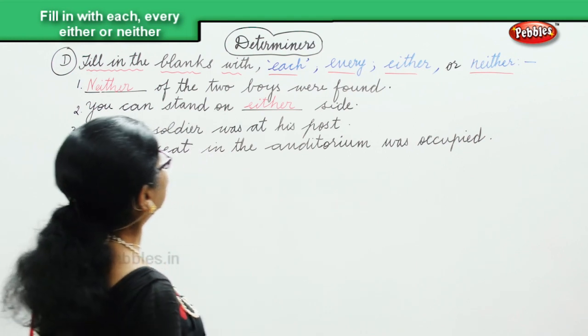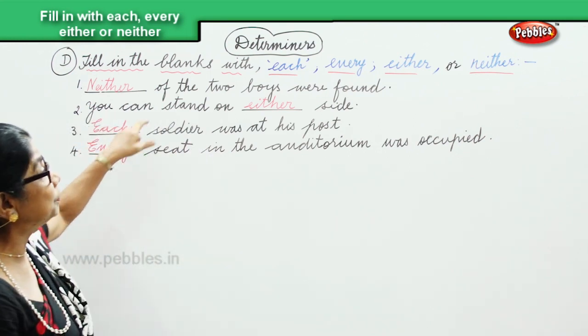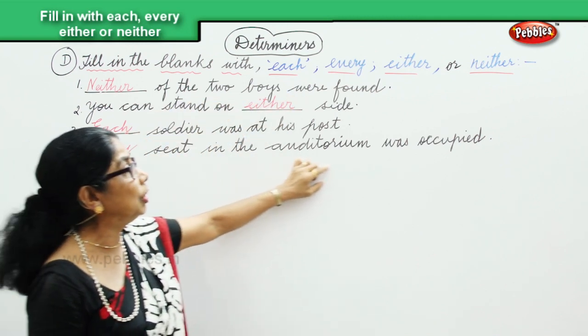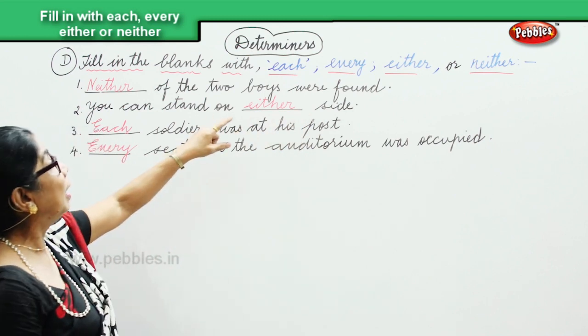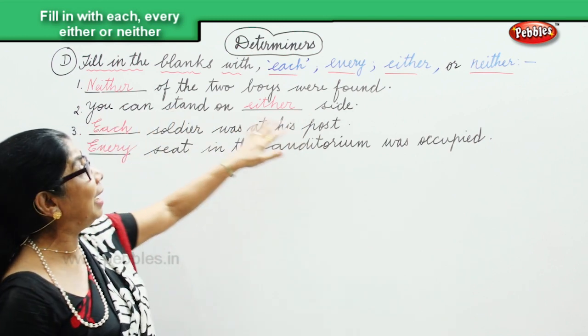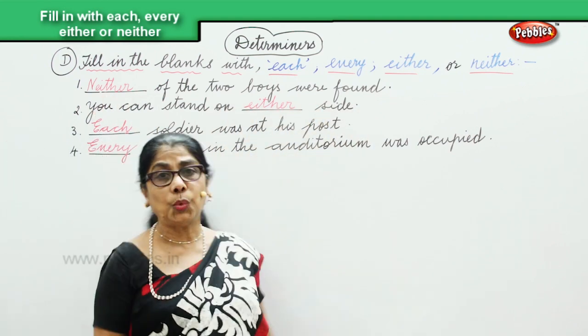So we are filled in with determiners. Each soldier was at his post. Every seat in the auditorium was occupied. Either. You can stand on either side. Neither of the two boys were found.